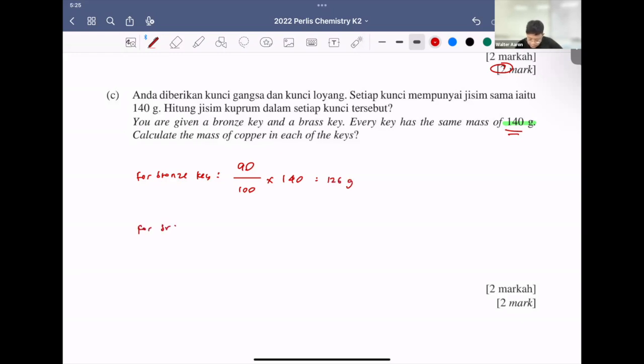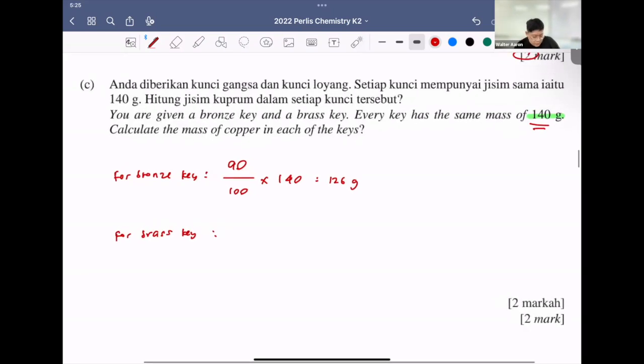And then for brass, okay, for the brass key, very simple. For the brass key, you can just take 70, because the composition is 70, right? So 70 divided by 100 times 140. Same thing also. You can see that the percentage of copper in the bronze key is higher compared to the brass key. So this is the answer for both sides. Okay, so if you get it correctly, you should be able to get 2 marks in this case.